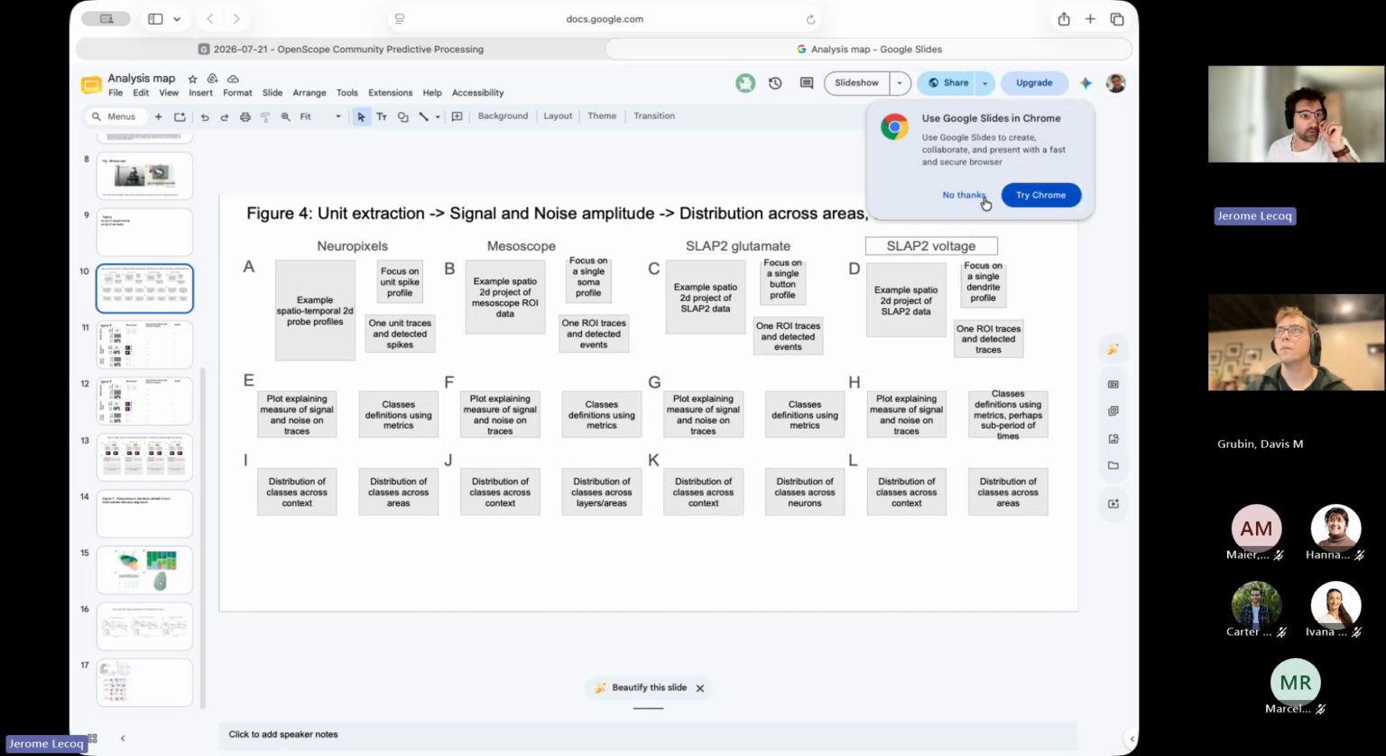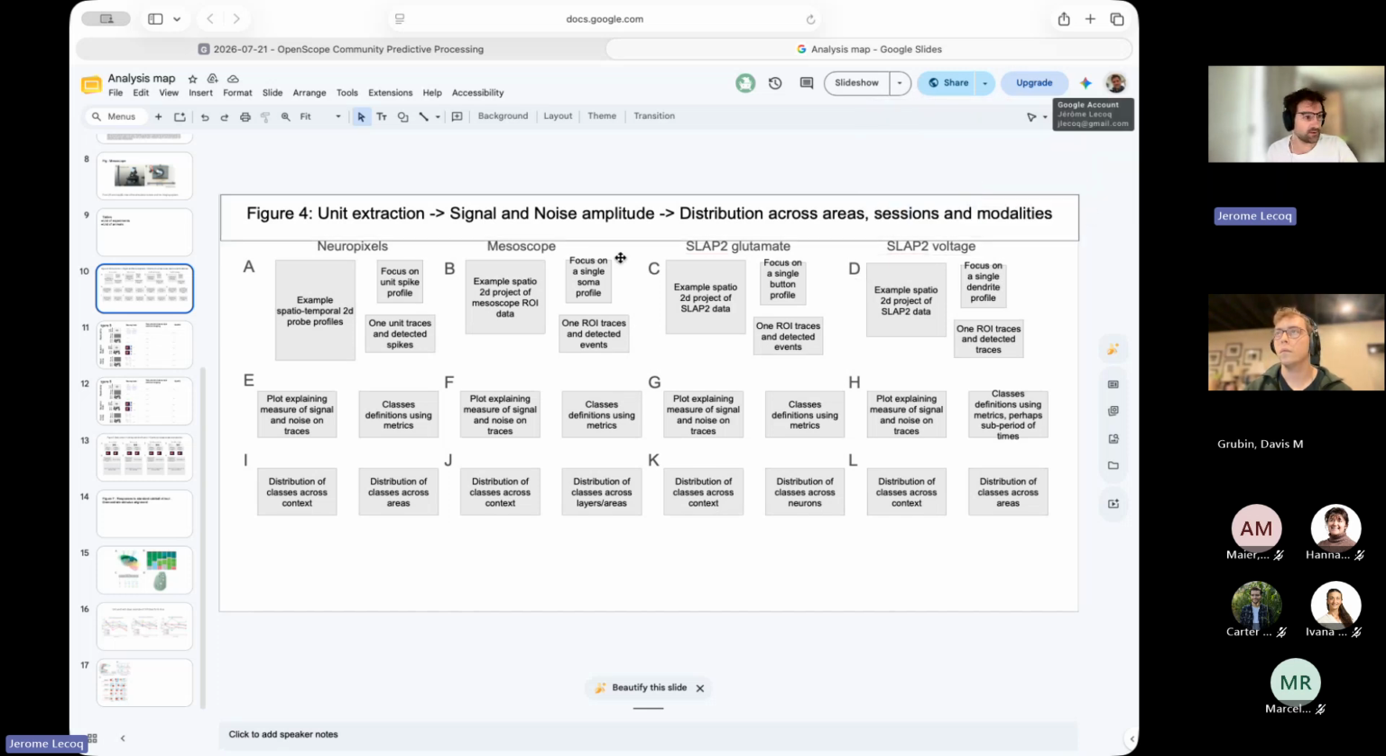So we are in the process of making the data release paper, and most of the method is written, and so now we are focusing on a subset of figures that highlight the data and then some first order analysis. And so this figure is intended to introduce the units that are extracted from all of the modalities.